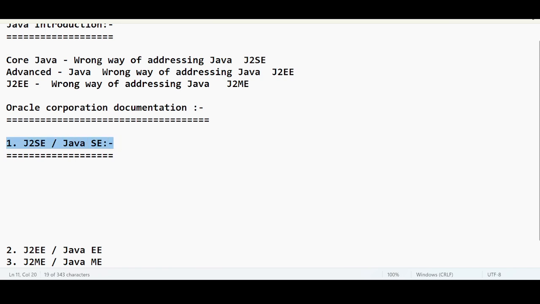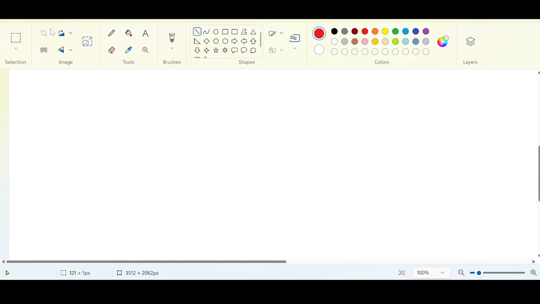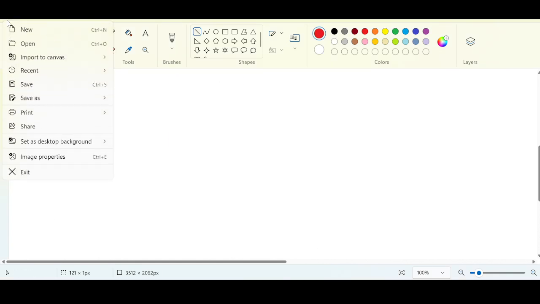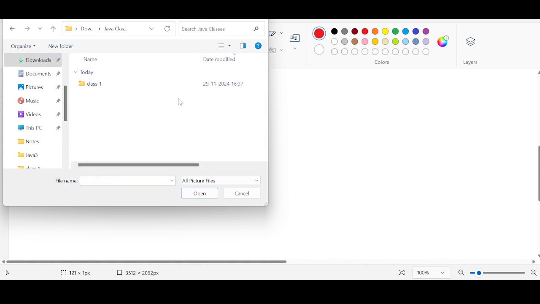Before understanding this J2SE, let me tell you something, guys. This is very important. You may come across this question: how many Java versions are available now in the market? Does anyone know how many Java versions there are? I'm interested to get answers from you. If you don't know, you can say you don't know, no issues.